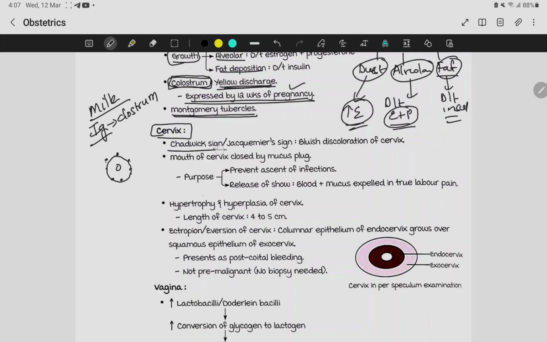Coming to the cervix, we see one sign called Chadwick sign. What is Chadwick sign? It is bluish discoloration of the cervix and the vagina. Okay, Chadwick and Jacquemier sign. The mouth of the cervix gets closed by the mucus plug.